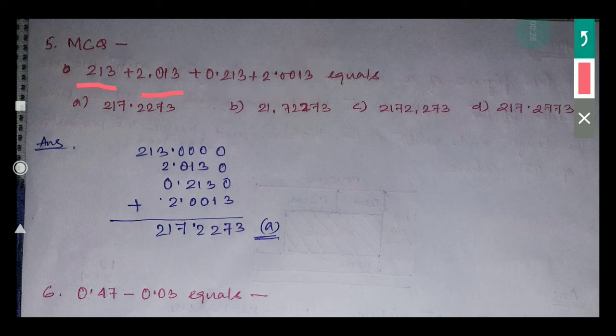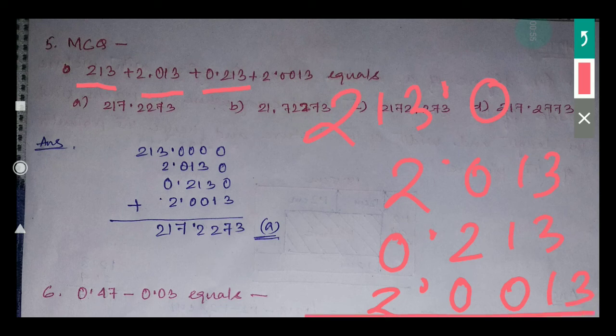So first of all you have to write them in a column, then after that you have to do the addition. First you write 213, next one is 2.013. Here I am giving the 0, so now I write 2.013. Okay, the next number given is 0.213, and the next one given is 2.0013. Then after that you have to do the addition.